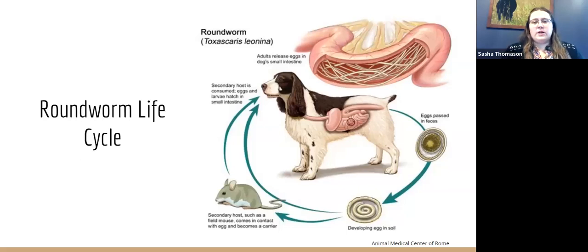It migrates through different organs and into the lungs, where it's then coughed up, goes through the trachea, and then they're swallowed. So that's how they go from the lungs to the intestines. Once they're in the small intestine, they'll mature into adults and passively absorb those nutrients from the food that the animal eats, and then they'll eventually start passing eggs in the feces, which restarts the whole cycle there.